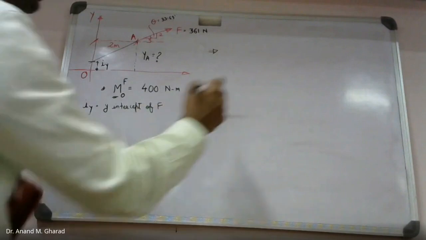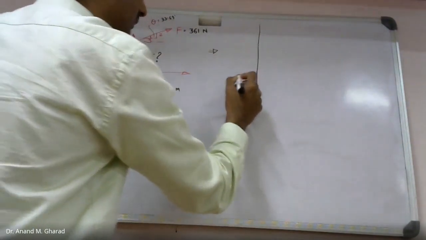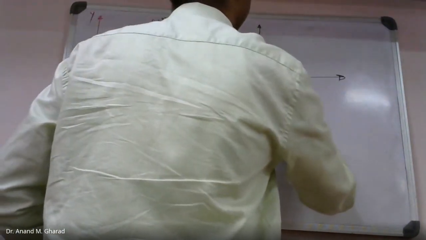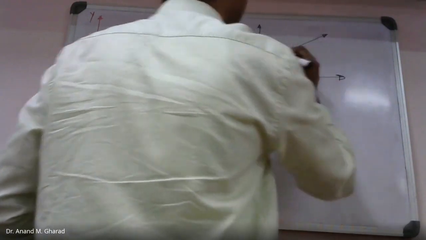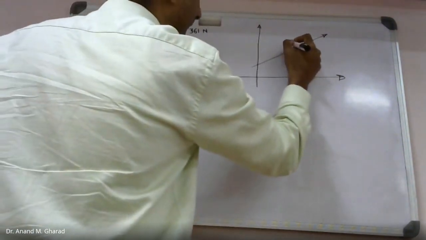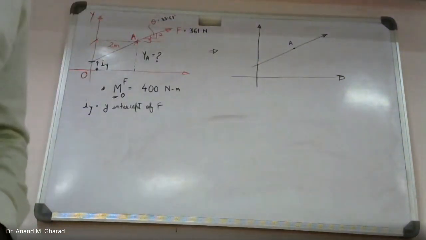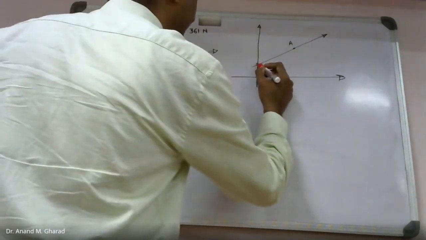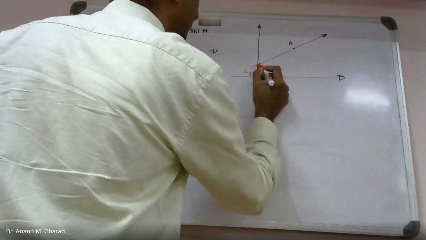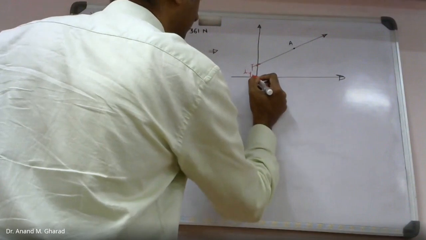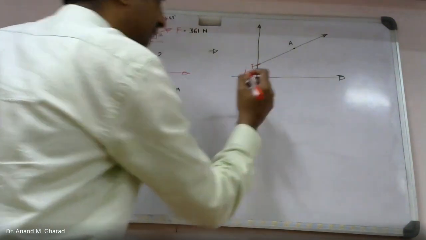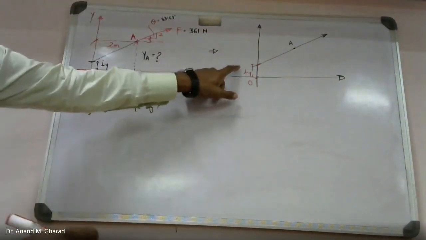I will redraw this figure and it will be like this. I have extended the line of action of this force F. Let's say this is that point A. Okay, and let this be I suffix y, Iy, a distance from here to here. This is Iy. This is point O, right? You need to find out this Iy.